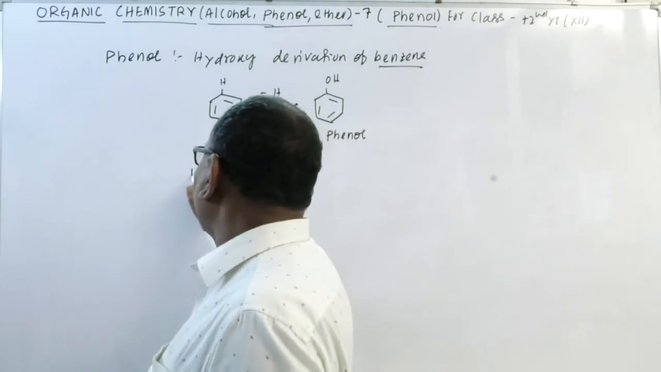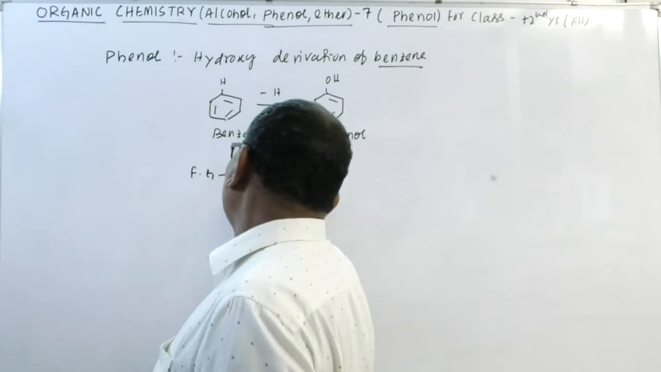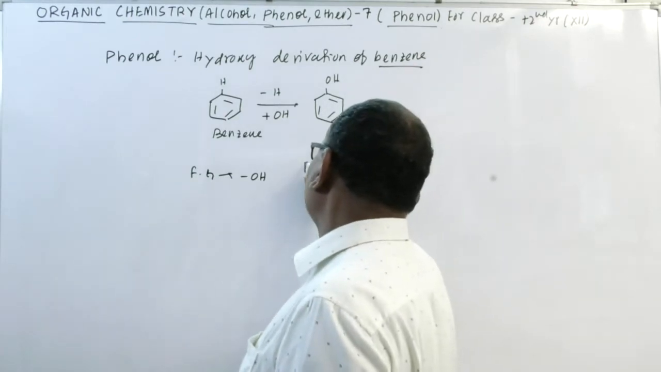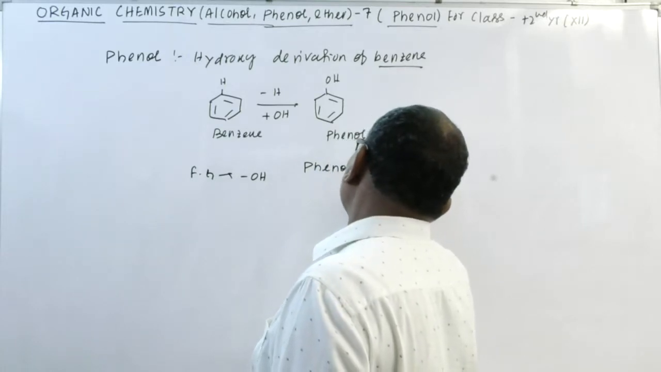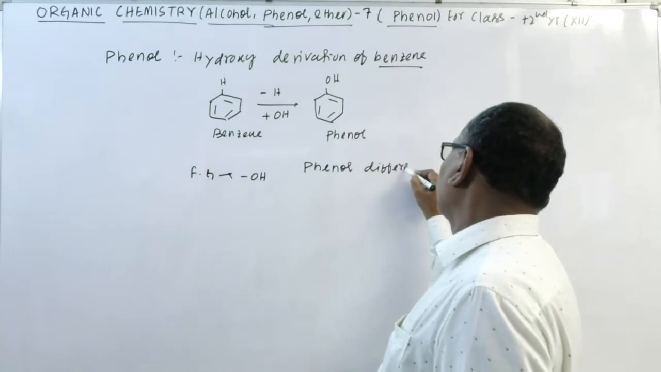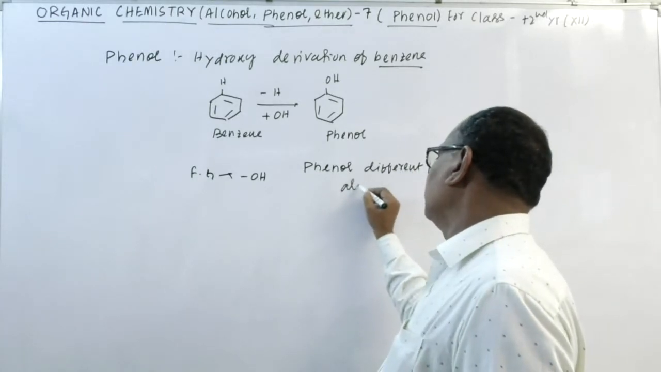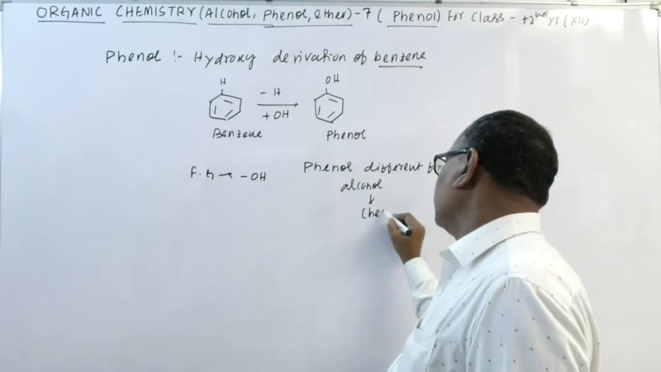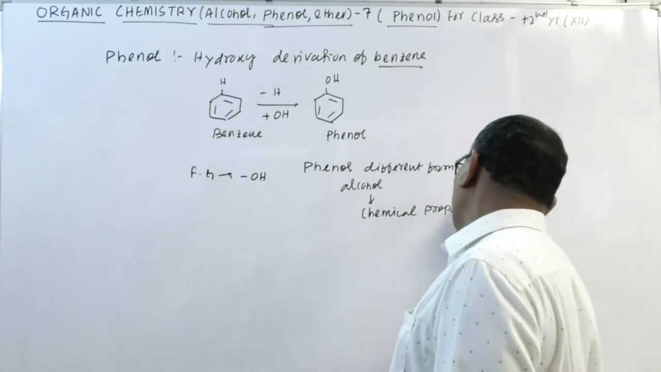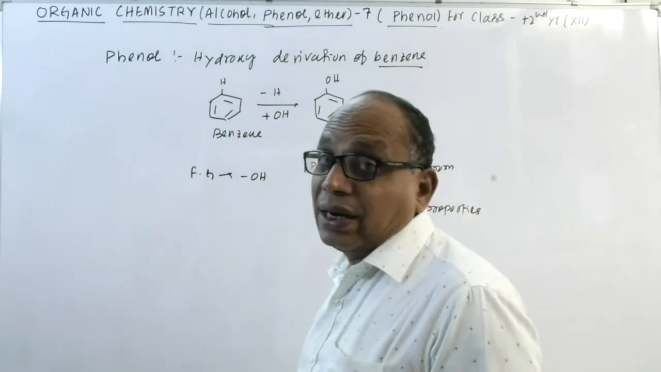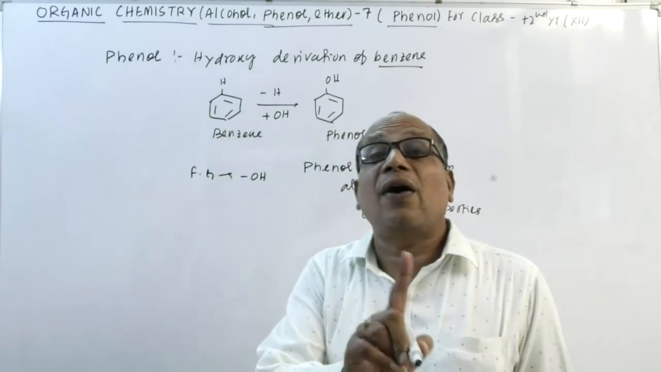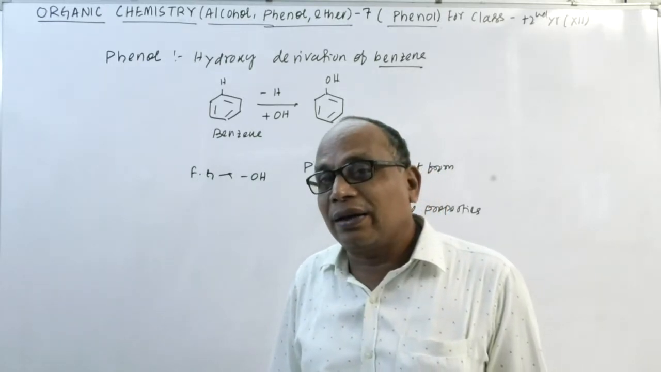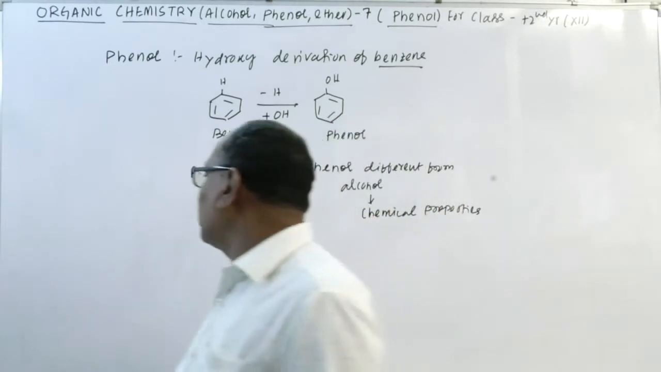The functional group of phenol is the OH group. And phenol is different from alcohol with respect to their chemical properties. For example, alcohols are not acidic or are less acidic than water, whereas phenols are more acidic in nature than water.